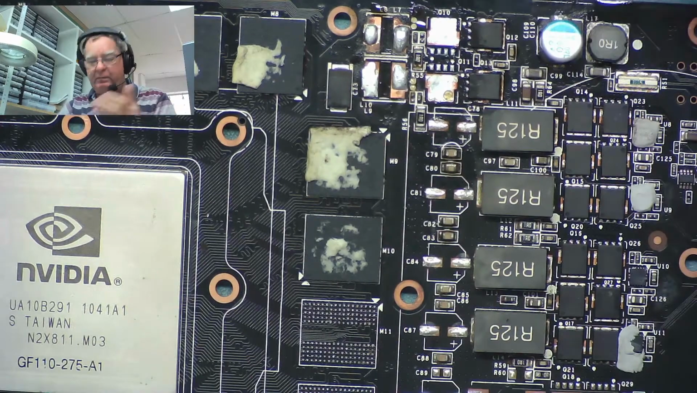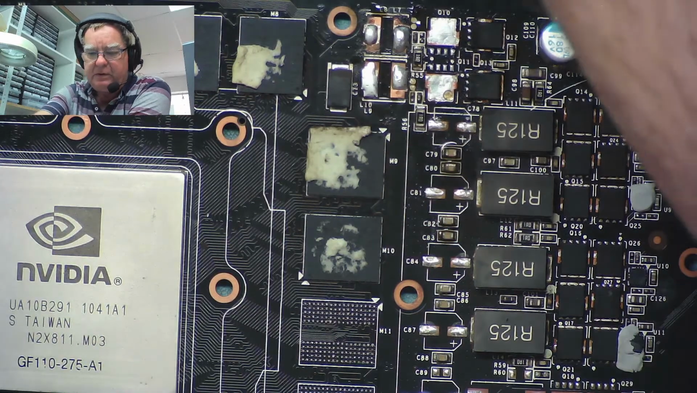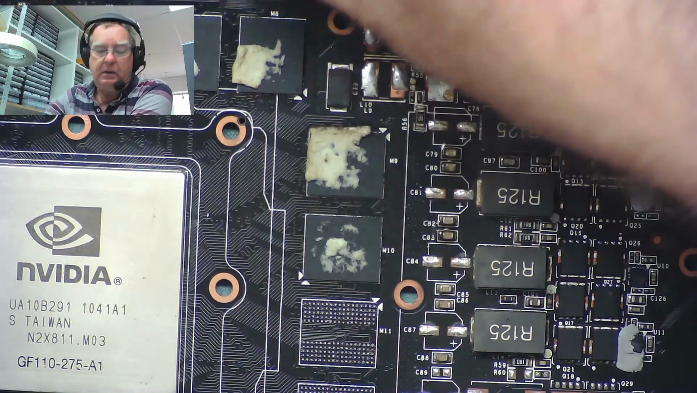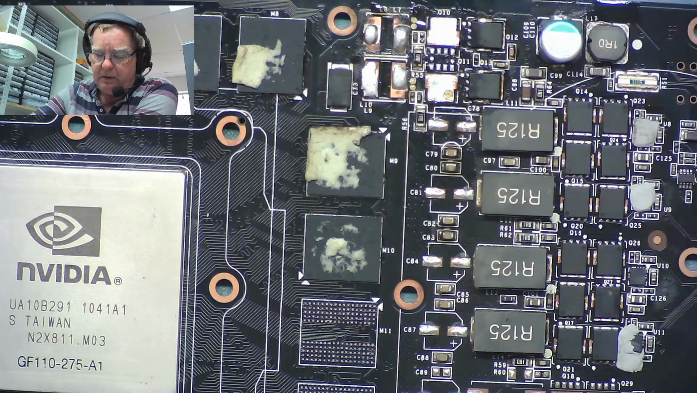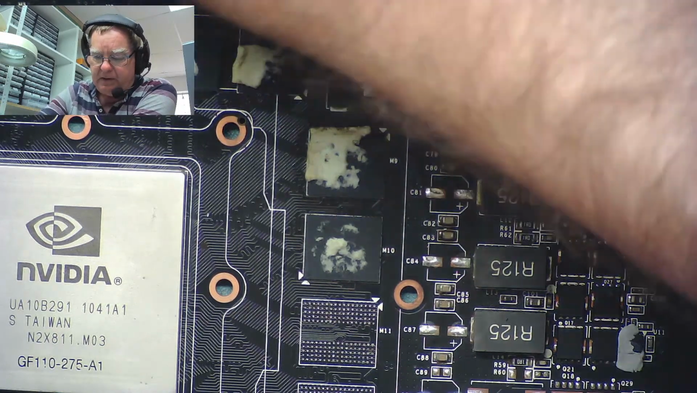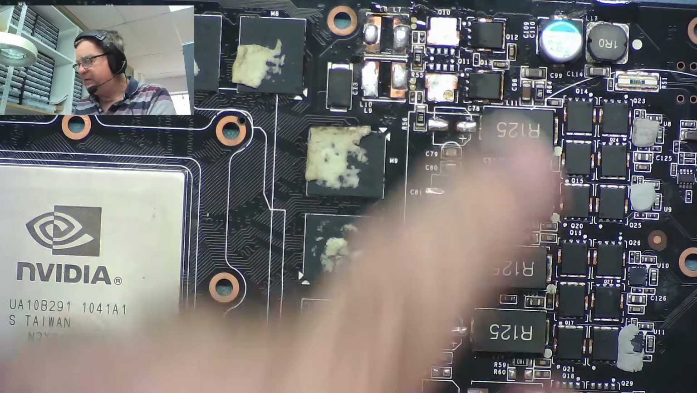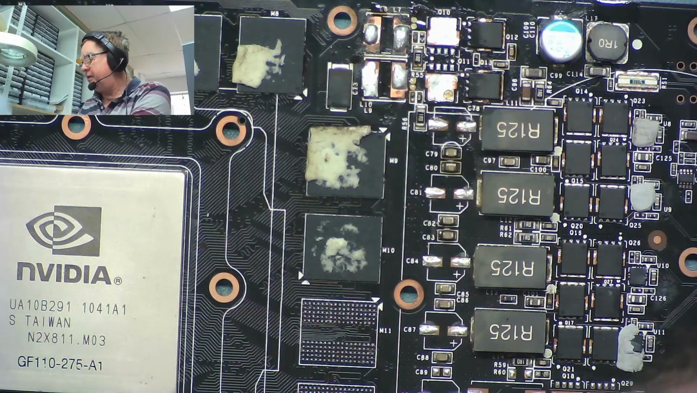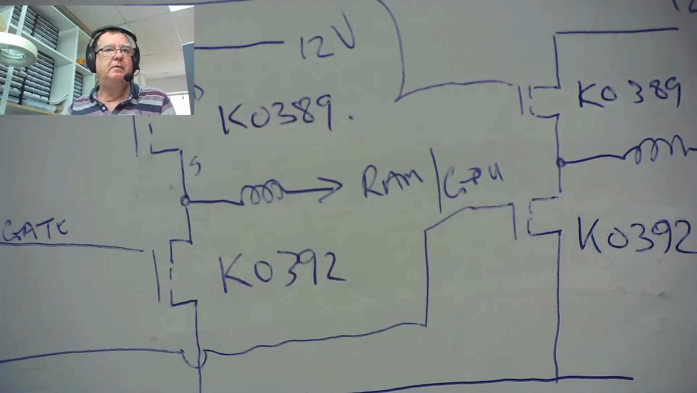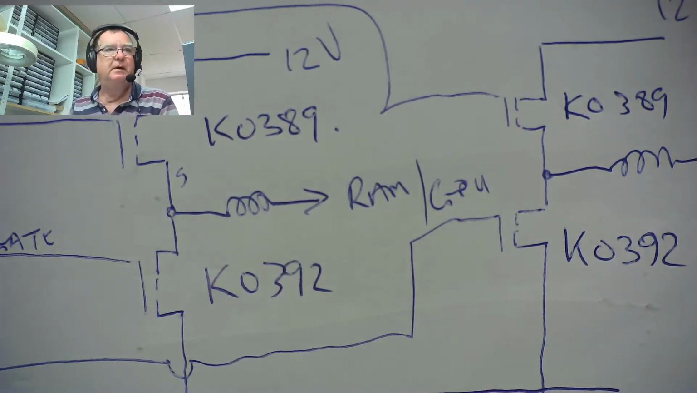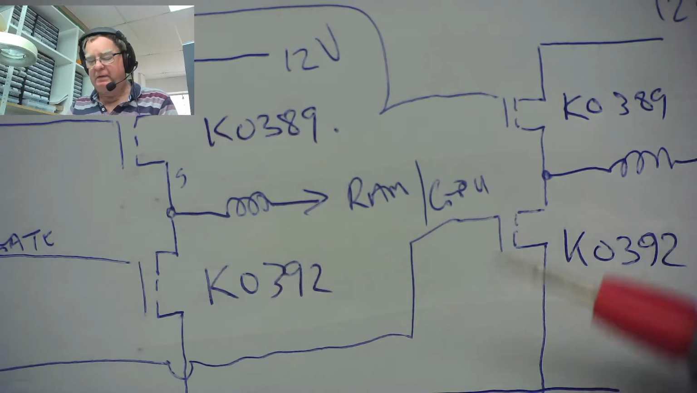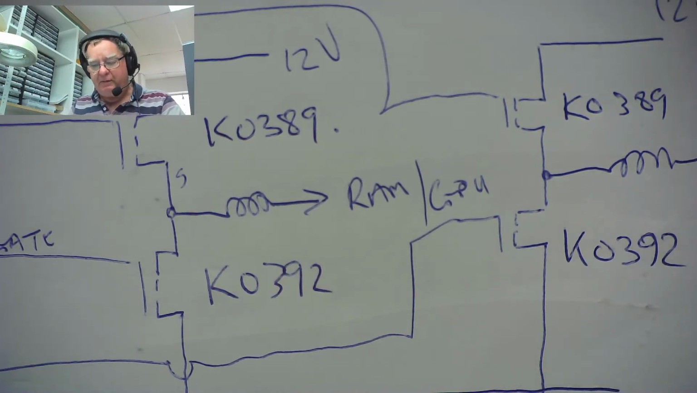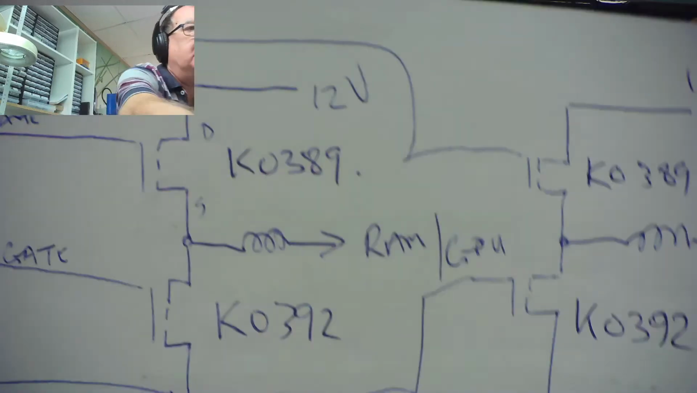Okay, so we've taken out the low side MOSFETs, which I have here. I'll get them under the microscope. And we have the high sides are still on the board. And I actually made a note on my diagram here of the part numbers that I can read on them. K0389 and K0392. And the 392s are the ones we've removed. So let's have a quick look, see if we can find a data sheet for these MOSFETs.